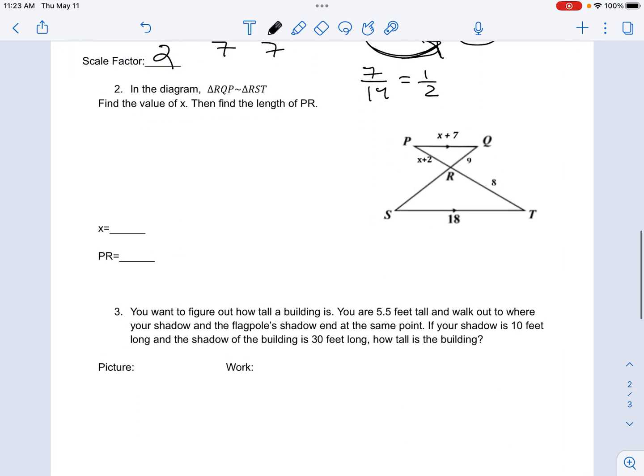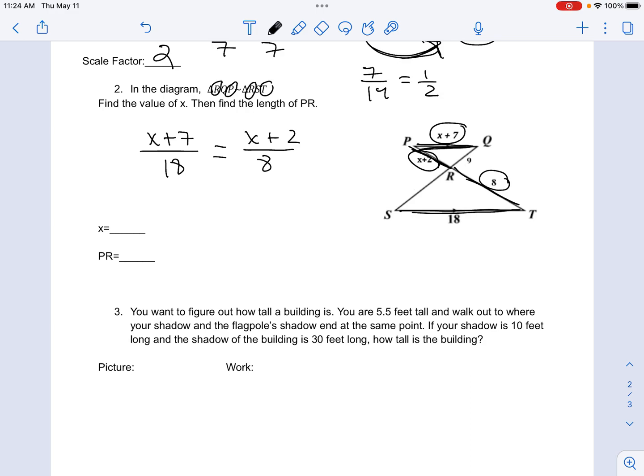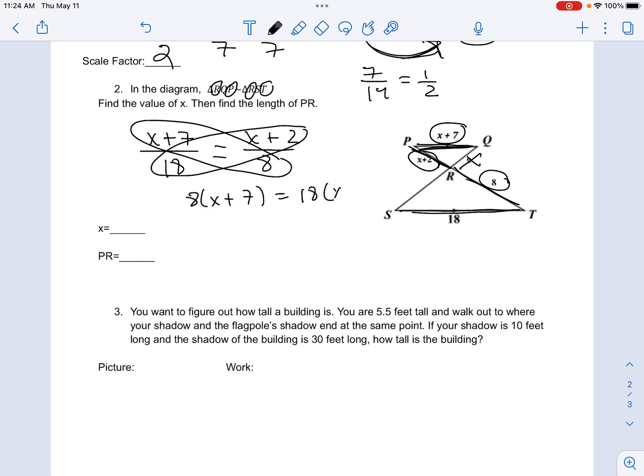Okay, next one. Again, start with the side that has the x. It doesn't matter which side you pick. I'm going to start with the x plus 7. The x plus 7 matches up with the 18 on the other triangle. And then I'm going to use the x plus 2 on back to the small triangle. But be careful here. Notice this is created with PR, which is the first and the third letter. Notice that matches up with RT, so that matches up with the 8. The 9 we don't use at all, okay? We're going to cross multiply, so we want to put this in parentheses, and then same thing with the x plus 2.